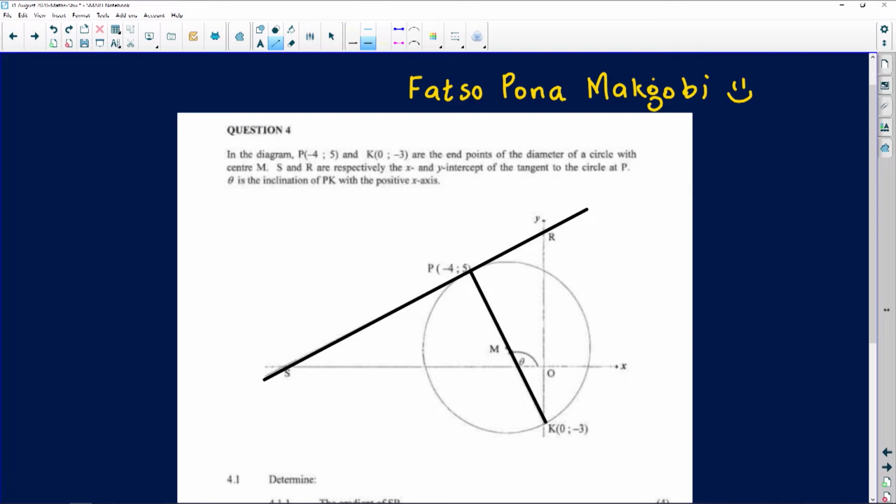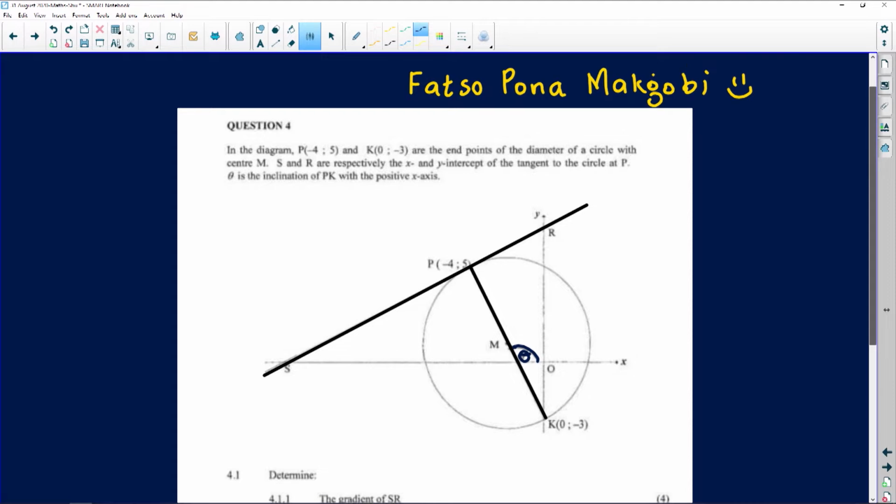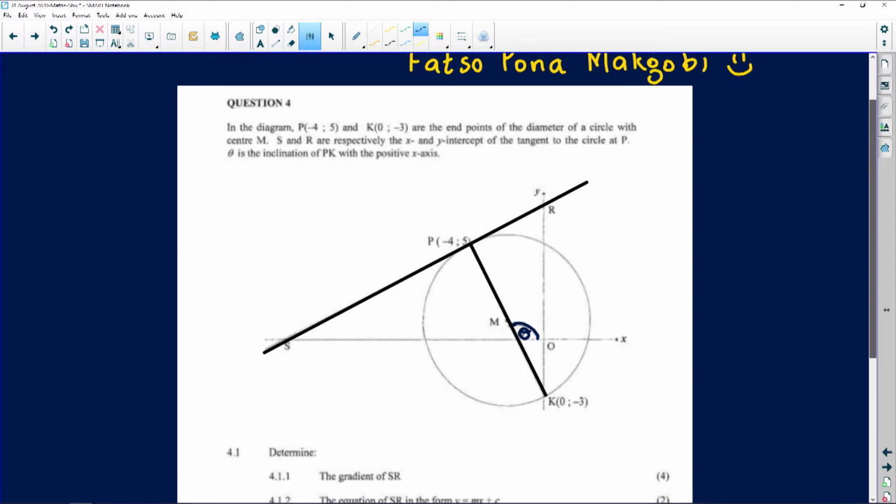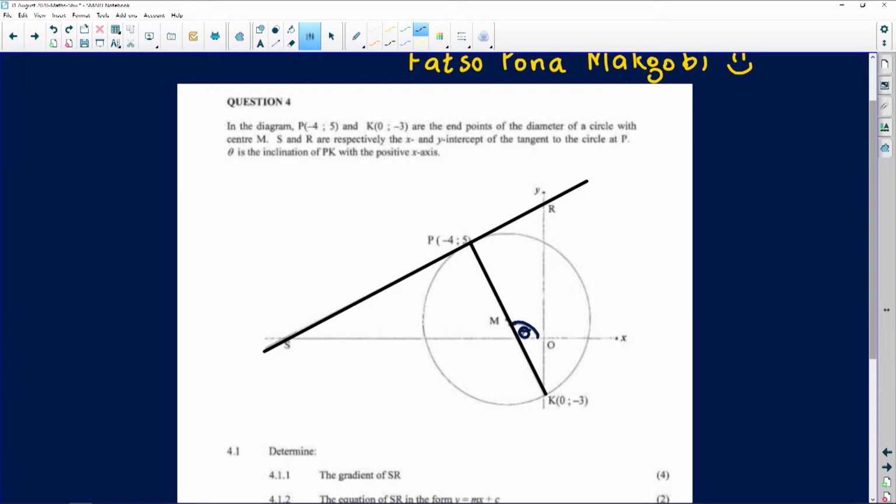Okay. Right, and then we are also told that theta is the inclination of PK, all right? We can see where theta is currently located. There's this angle here, so that's basically the angle of inclination of the line PK with the positive x-axis, right? So what's the story here? Question 1 is asking us to determine the gradient of SR, right? We need to find the gradient of SR.